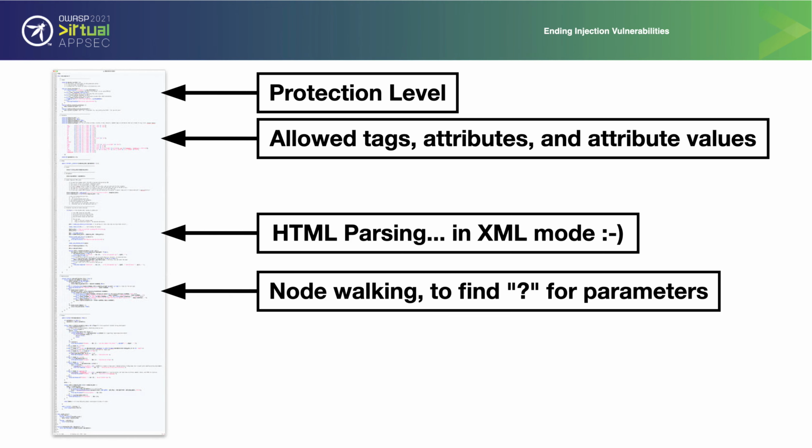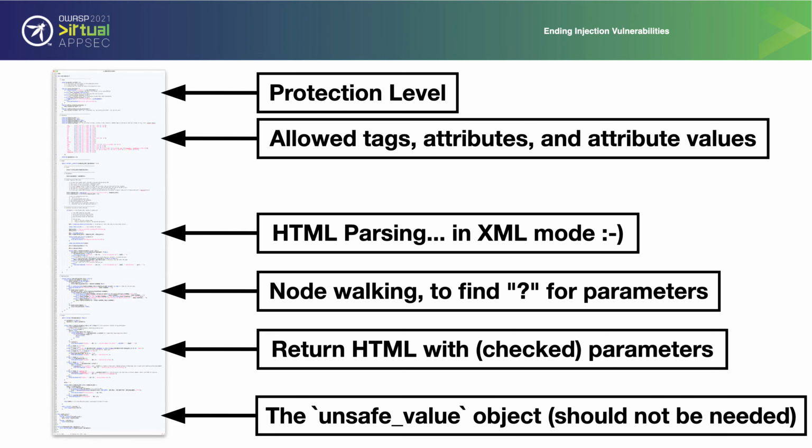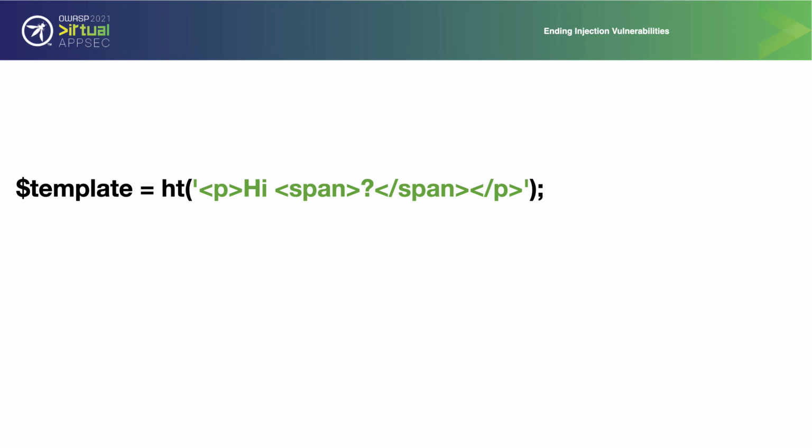There's a little section here for walking the nodes to find the question marks for parameters, and then the bit which actually does the returning of HTML with the parameters that are now checked. And then at the end, I've included an unsafe value object. It shouldn't be needed, and so far I've not needed to use it. How this looks, well, a bit like the templating engine before, I'm using question marks for the parameters rather than names, because in this case we're just using short snippets, and therefore it's nice and simple.